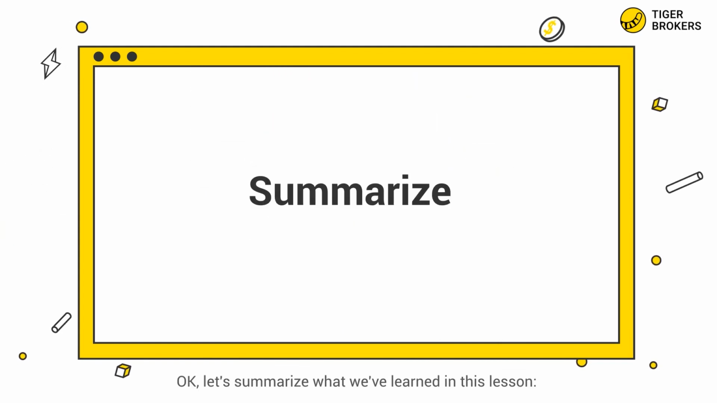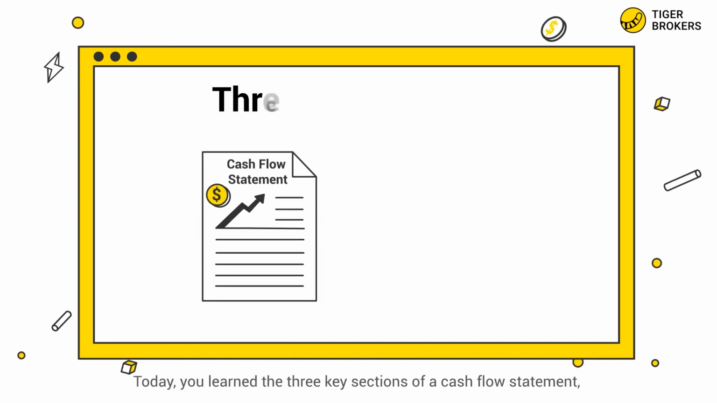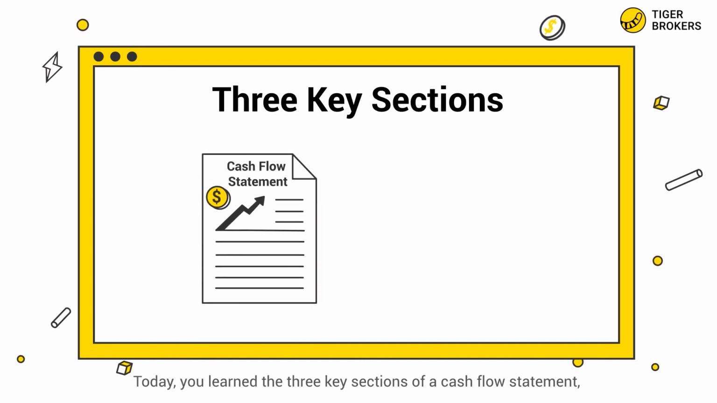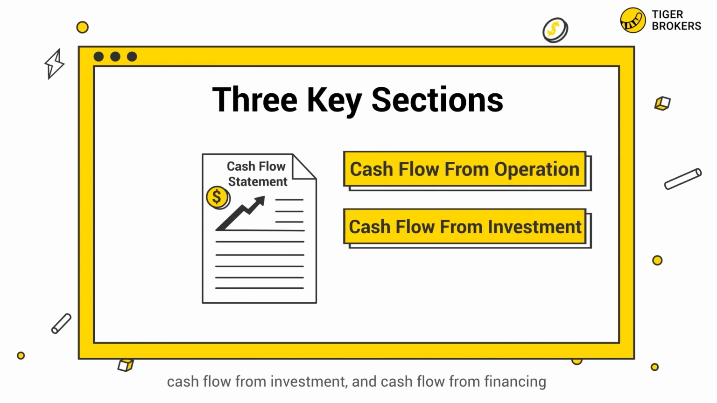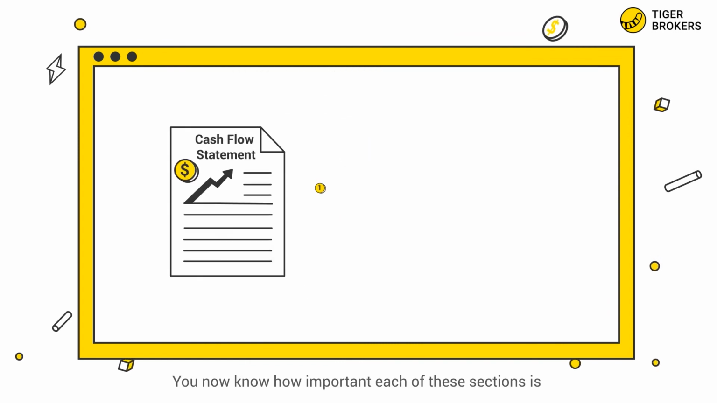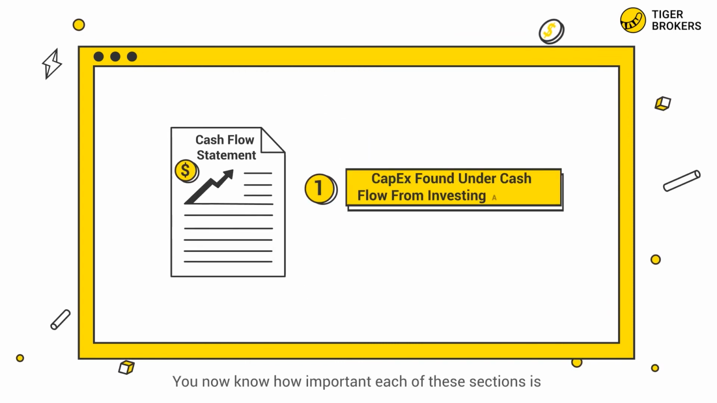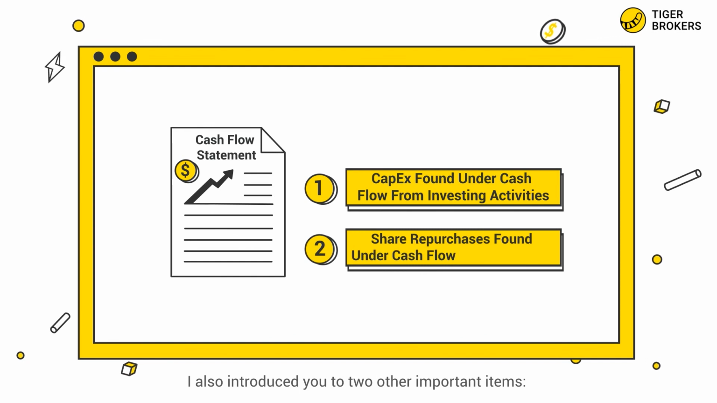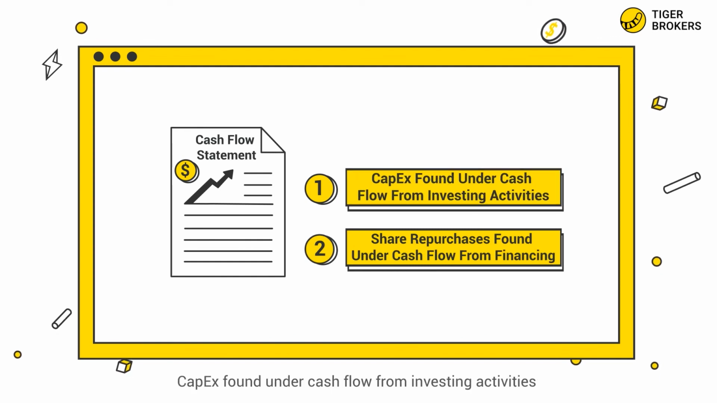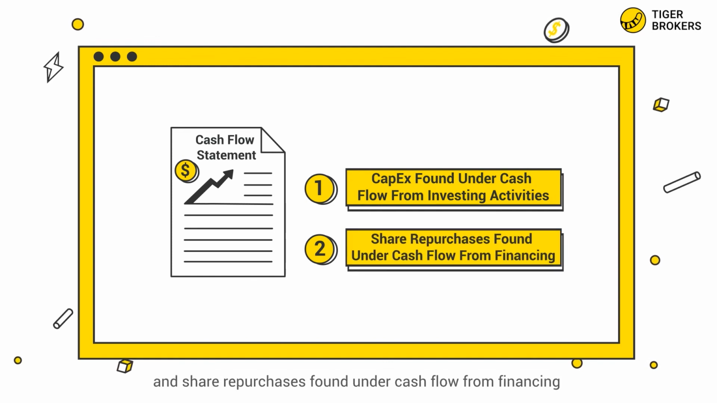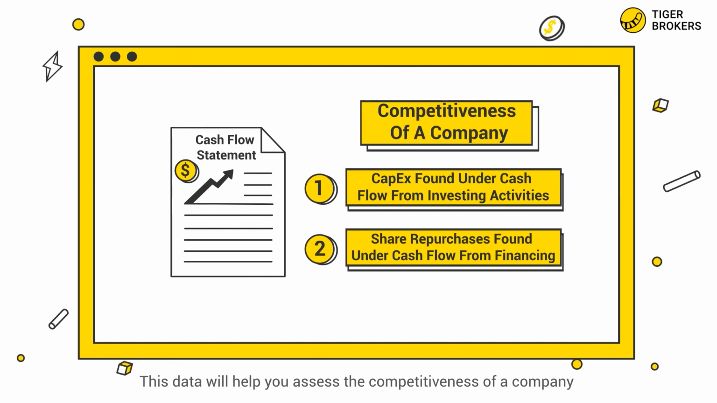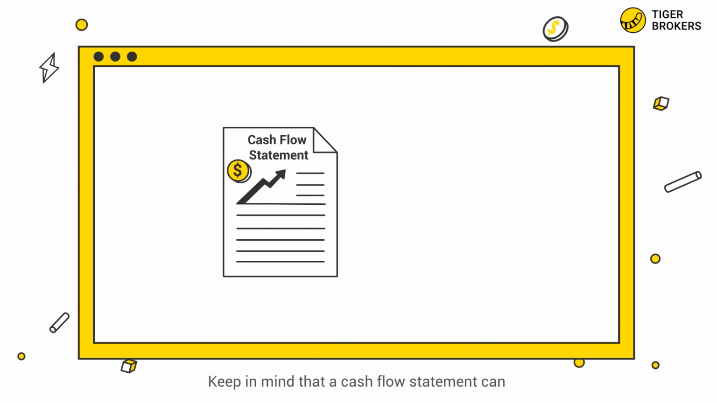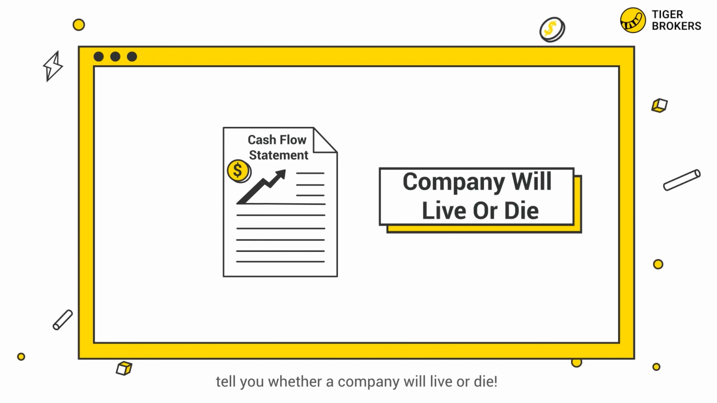Okay, let's summarize what we've learned in this lesson. Today, you learned the key 3 sections of a cash flow statement, namely cash flow from operation, cash flow from investment, and cash flow from financing. You now know how important each of these sections is. I also introduced you to 2 other important items: capex found under cash flow from investing activities and share repurchases found under cash flow from financing. This data will help you assess the competitiveness of a company. Keep in mind that a cash flow statement can tell you whether a company will live or die.